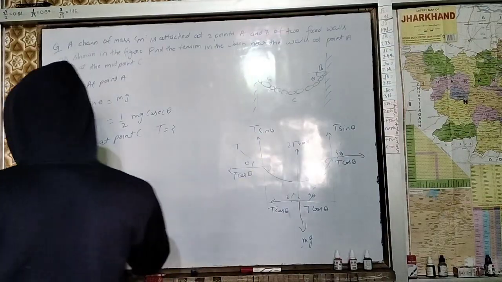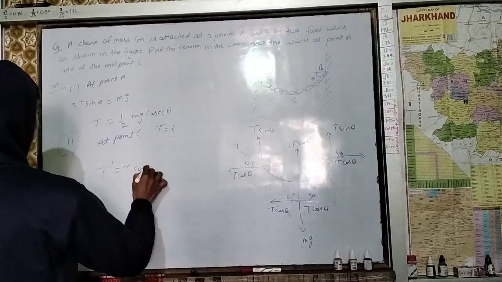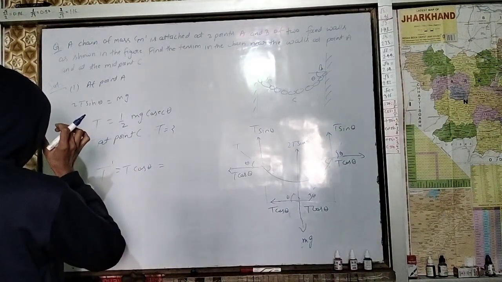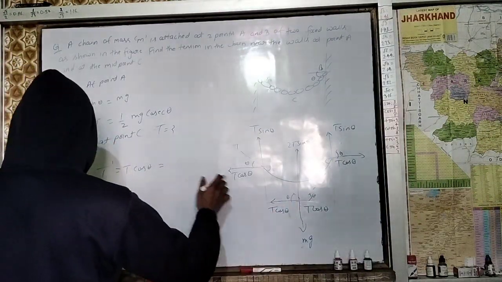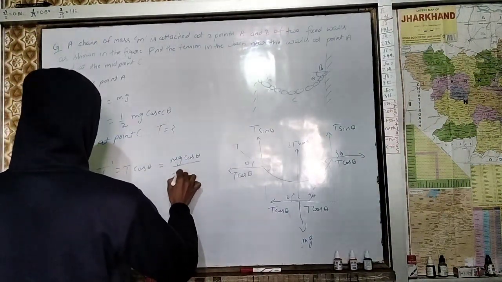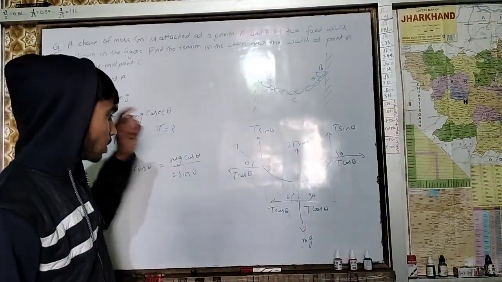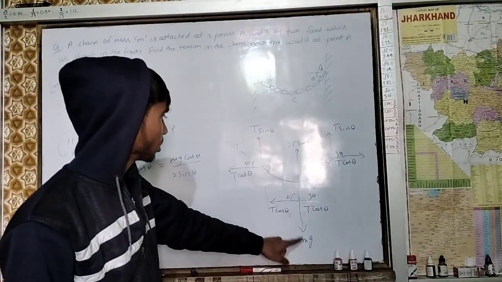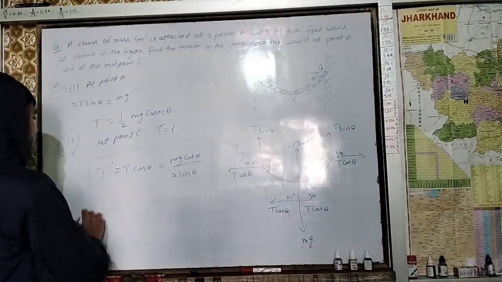In that case, remember, your T dash will be equal to T cos theta, horizontally, which is equal to mg cos theta upon 2 sin theta. We will see it later.